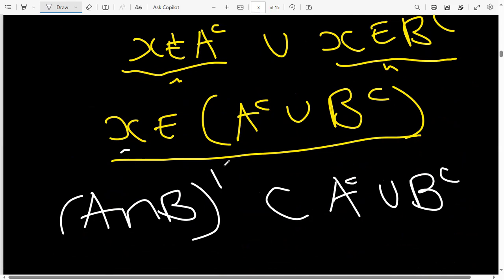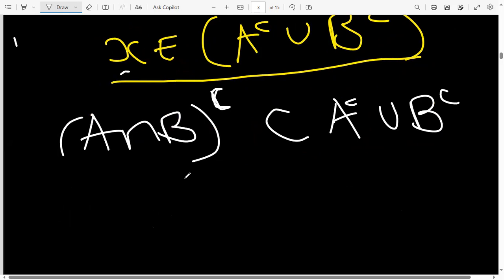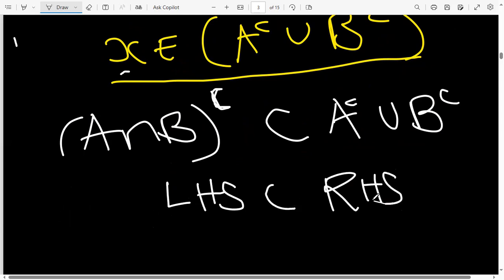Okay, so this complement here, you can represent it with the C if you want. If you want, you can represent it with that symbol. Okay, so we've shown that A intersection B complement is a subset of A complement union B complement. Okay, so this was the left-hand side, and it's a complement of the what? The right-hand side. Okay, so this is what we have here. So we have just done the first part of the proof.